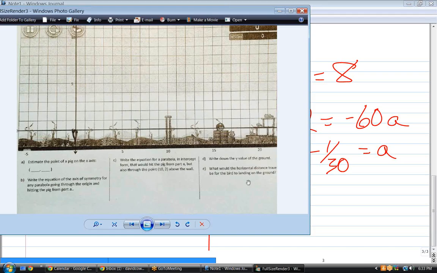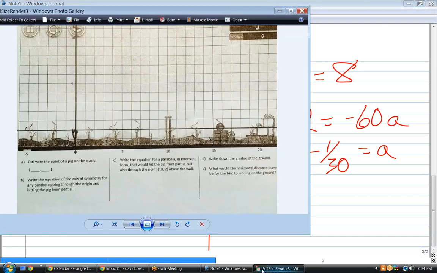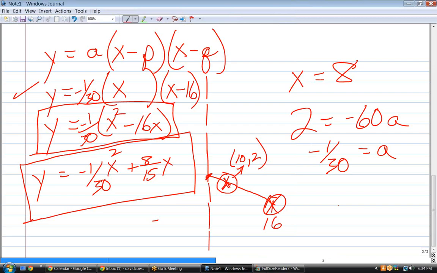What would the horizontal distance traveled be for the bird to land on the ground? Here's the equation we're going to use. How am I going to solve for x? And x is the horizontal distance. You plug in a point for y. What is the ground on our chart? Negative 1. That's what we plug in for y.